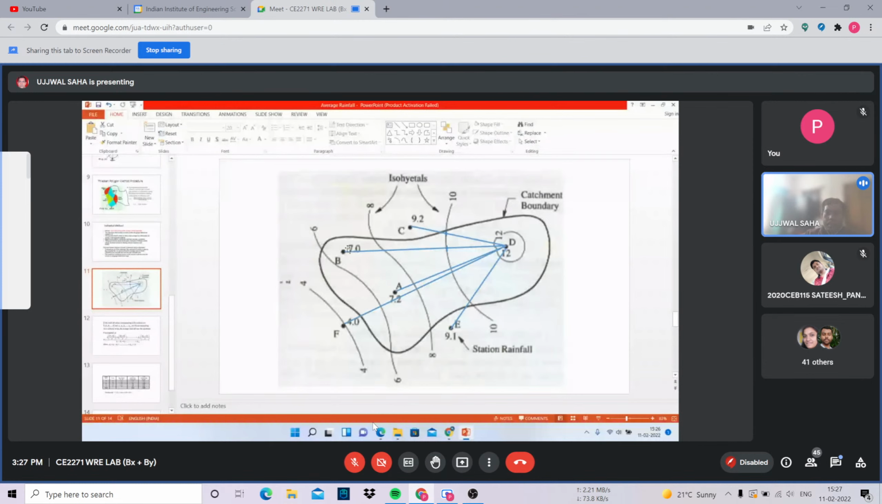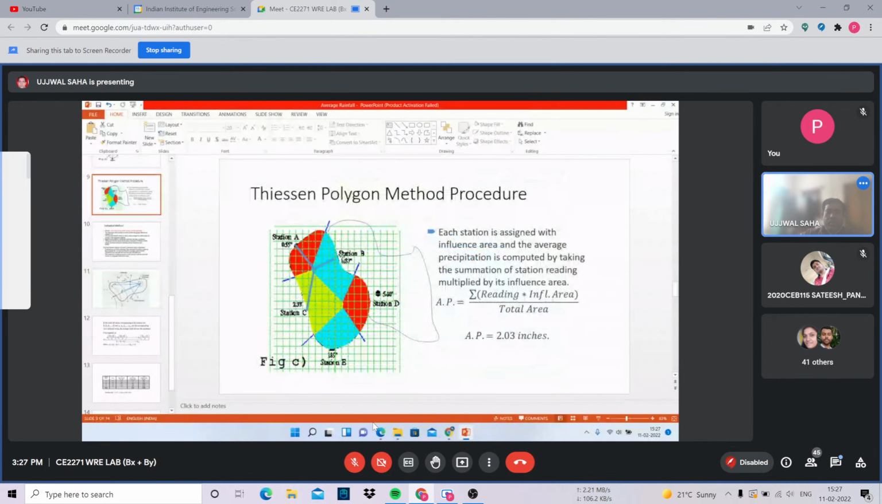But suppose if we have a good number of stations, then it can be useful, isn't it? Yes, sir. If you have been given the isohyets, you already know the isohyets, or by some other method you have calculated the isohyets, then it will be useful, isn't it? If I have the isohyets, or if I have a good number of rain gauge stations so that I can have the isohyets, then it is good. Otherwise, shortcomings are there. If there are only 5 stations, then I can calculate the isohyets, but it may not be accurate.